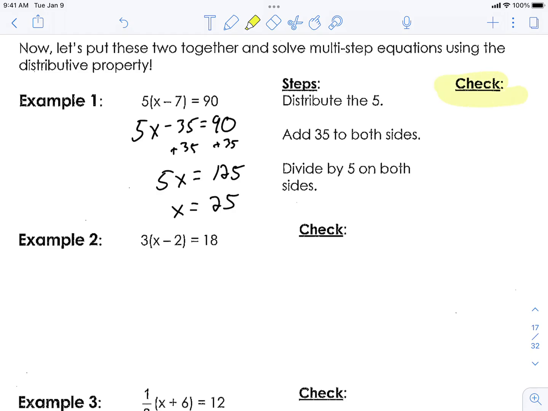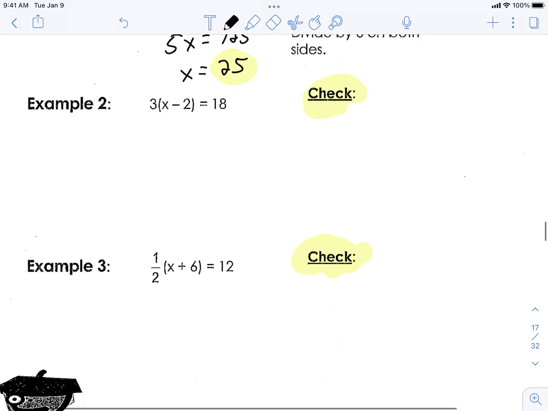Again, I am not always going to show the check, but that's important to do just to make sure you're right. You can guarantee the right answer by plugging the 25 back in for x. Very important to do that. Number 2, same idea. Distribute, careful of signs, and solve like normal.